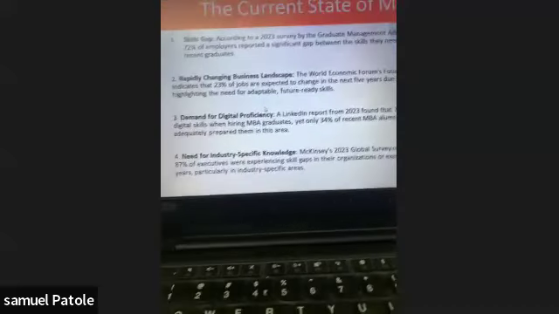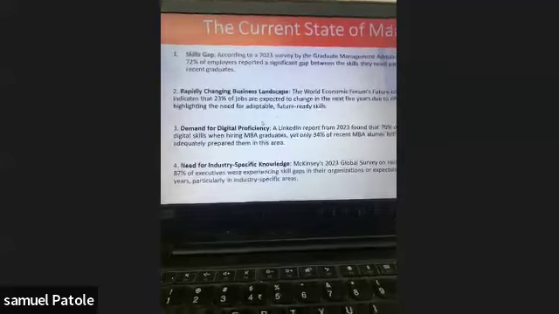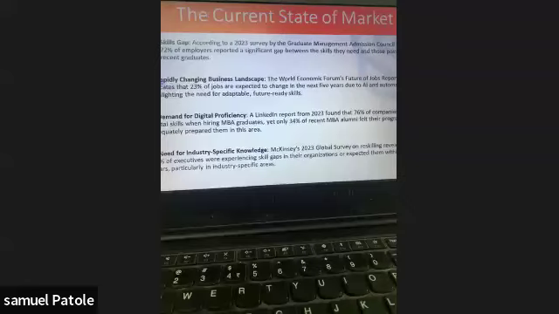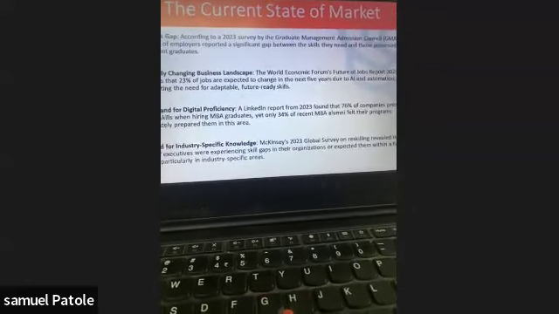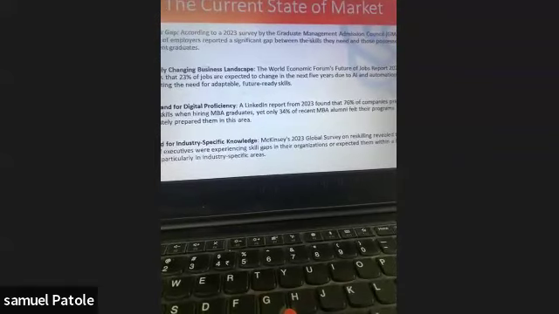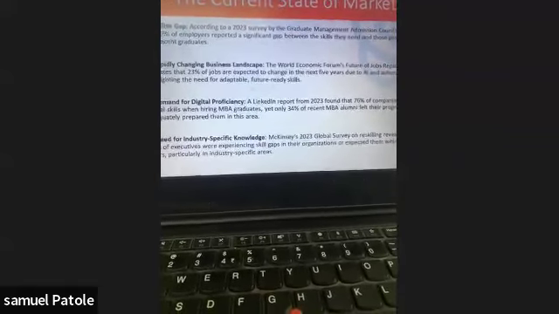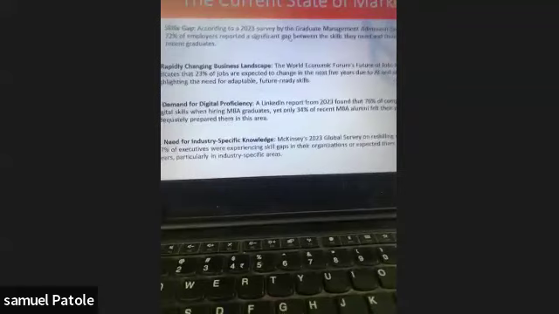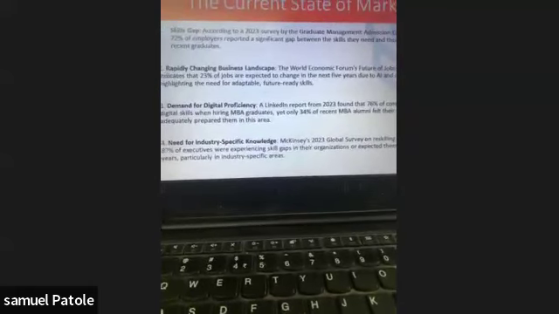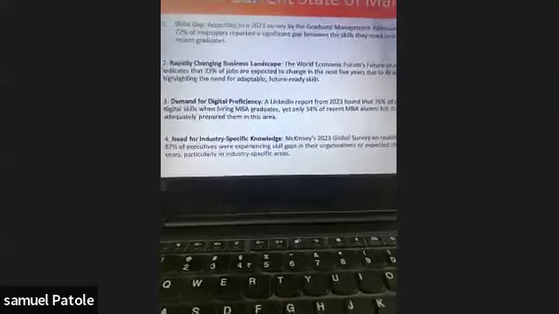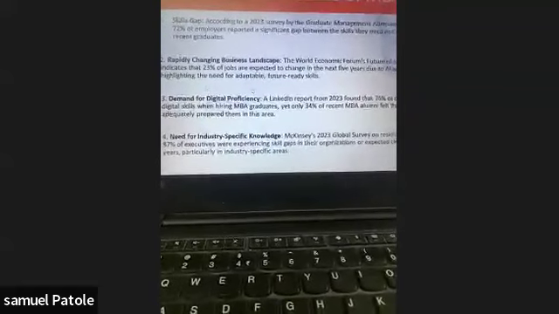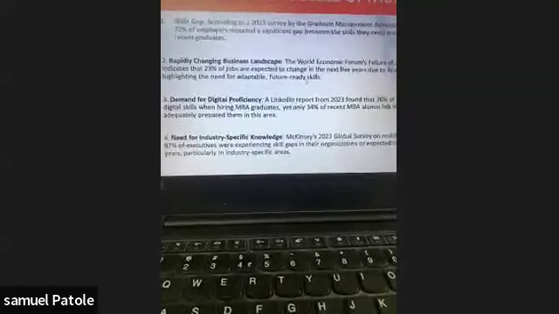Okay, now what is the current state of the market? The current state of the market is that there is a skill gap. According to a 2023 survey of GMAC, the Graduate Management Admission Council, 72% of employers reported a significant gap between the skills possessed by recent graduates and what they need. And the market is rapidly changing. The 2023 report indicates that 23% of jobs are expected to change in the next 5 years due to AI and automation, highlighting the need for adaptable, future-ready skills.